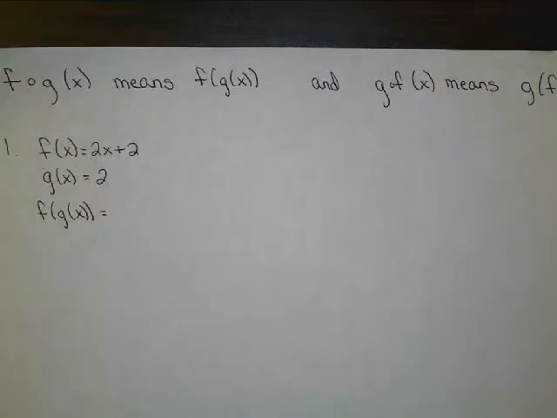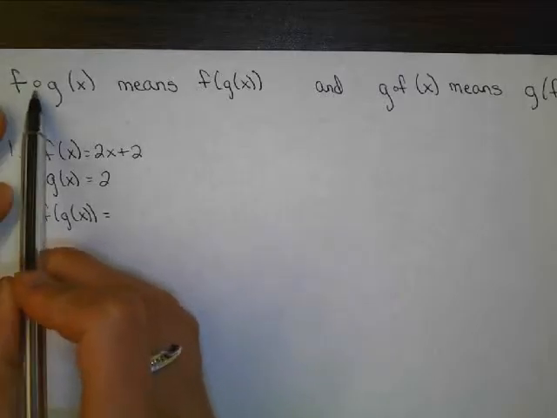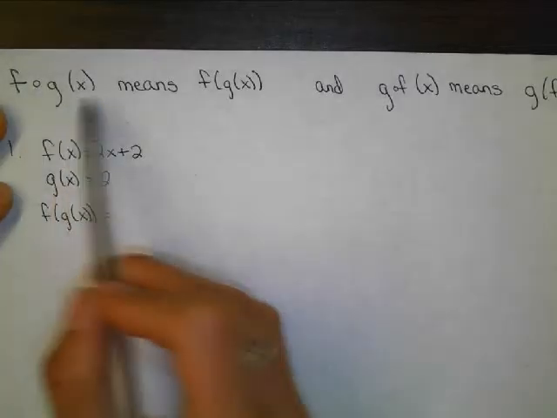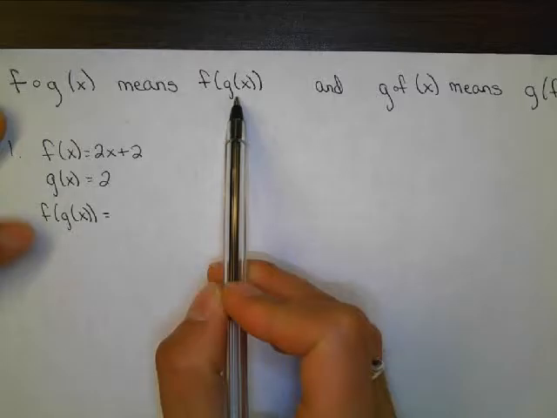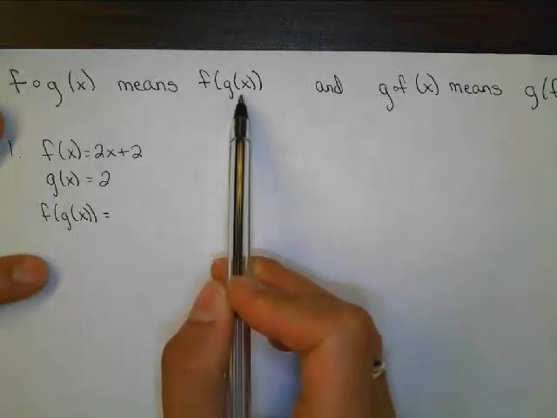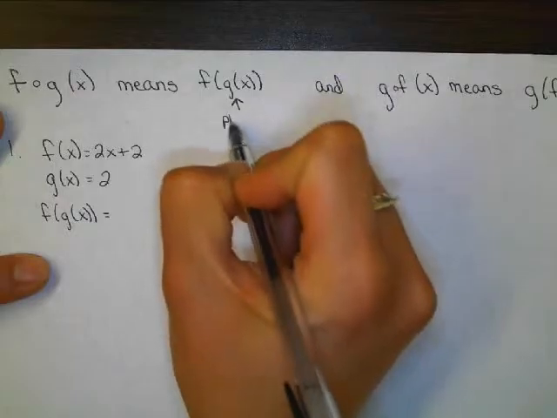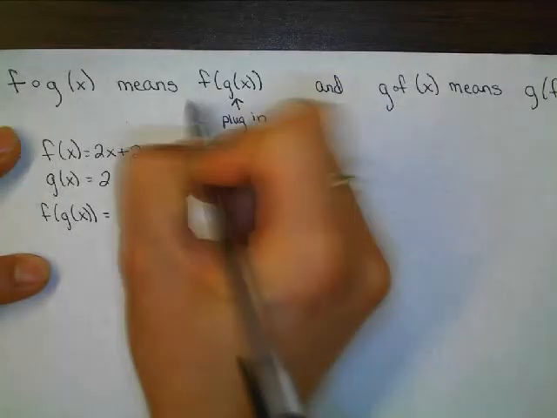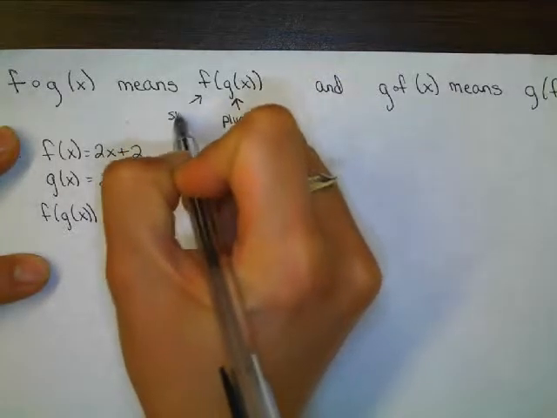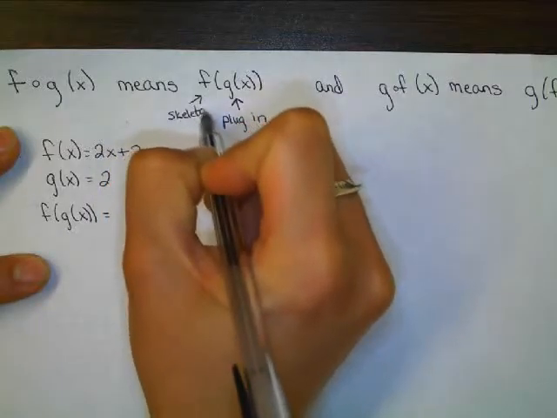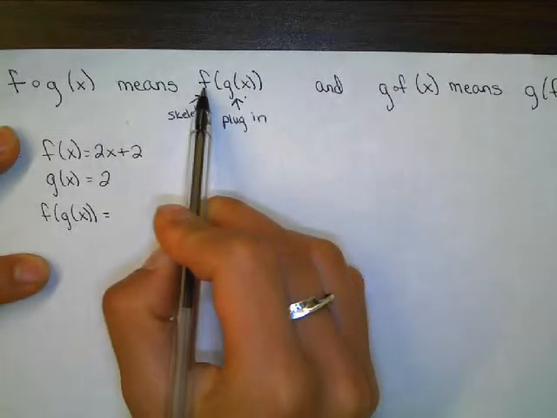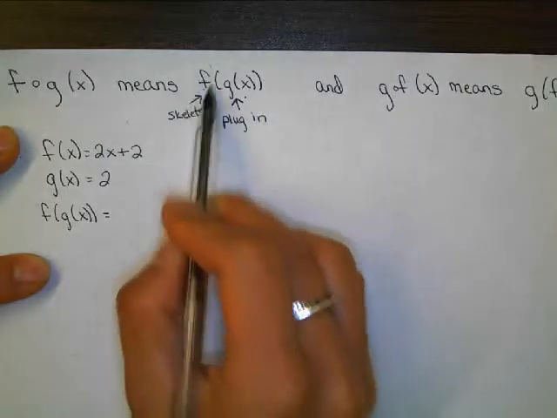In this video, we're going to talk about function composition. This notation, f with the open dot, g of x, means f of g of x, which means that you're plugging in g of x into f. So this piece right here is always what you plug in. And this is always your skeleton, because that's what this is plugging into, the blank spaces of whatever you create here.